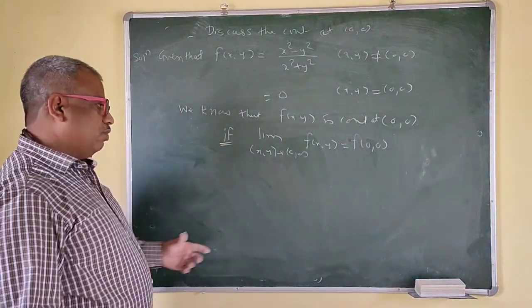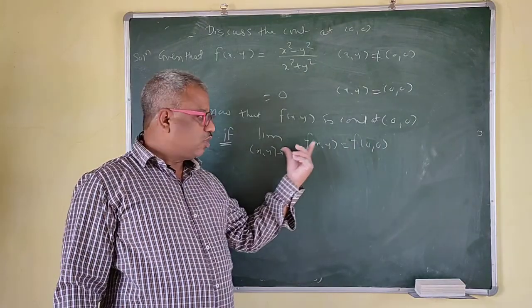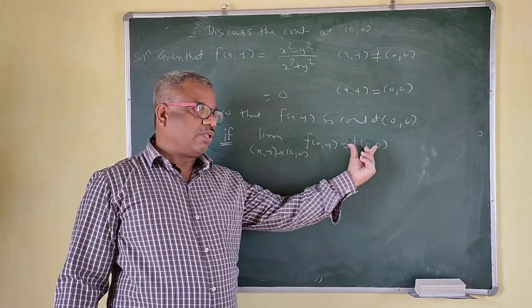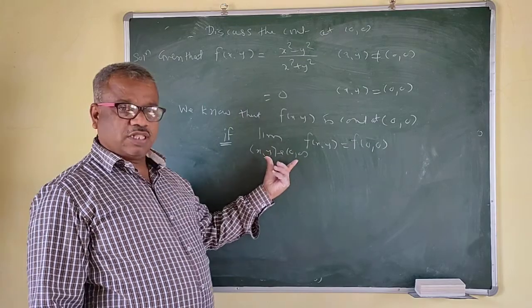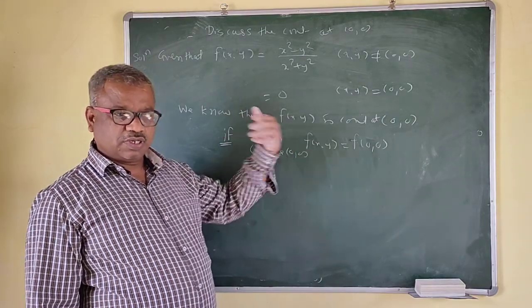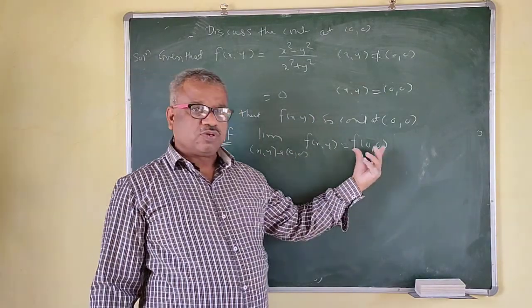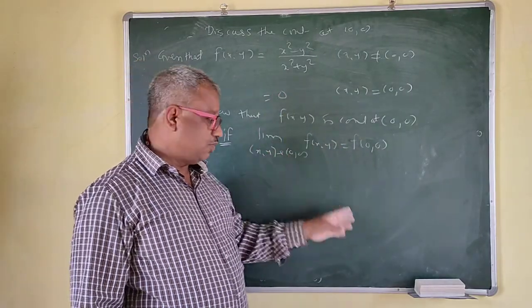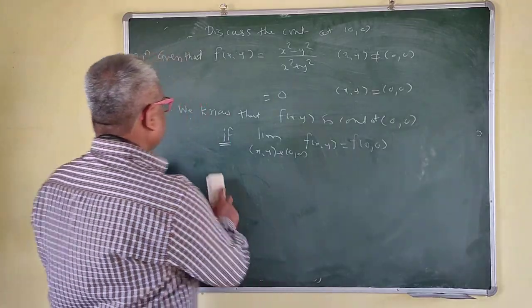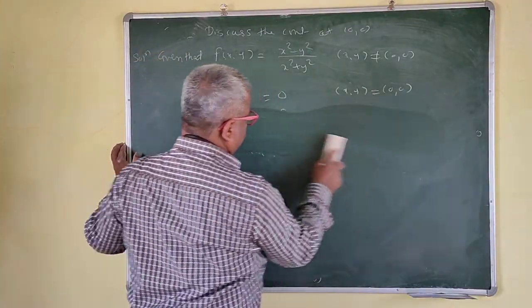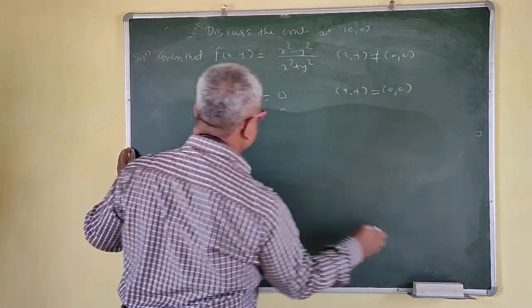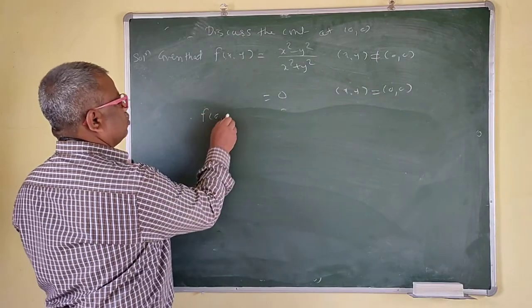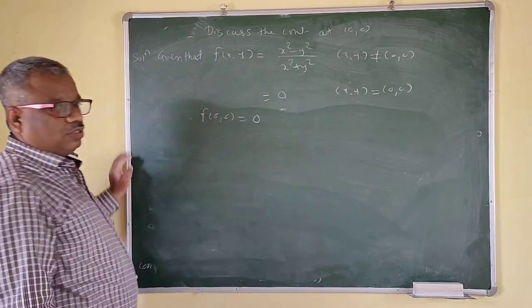What is our job now? To find the values of both the sides. You have to find the value of f(0,0), and you have to find this limit. If the limit does not exist, the function is not continuous. f(0,0) is defined, it is 0, so you must check this one. First we will find f(0,0). So f(0,0) is equal to 0.